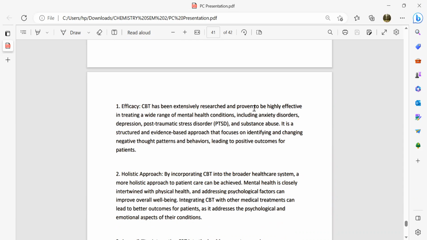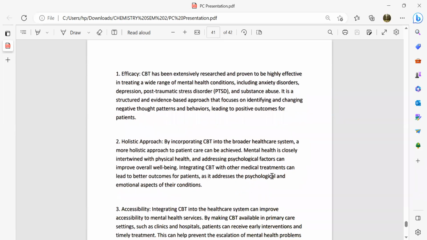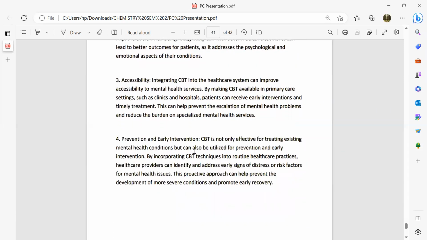Holistic approach. By incorporating CBT into the broader healthcare system, a more holistic approach to patient care can be achieved. Mental health is closely intertwined with physical health. If a person has good mental health, it is highly possible that the person is also enjoying good physical health as well. Addressing psychological factors can improve overall well-being. Integrating CBT with other medical treatments can lead to better outcomes for patients.